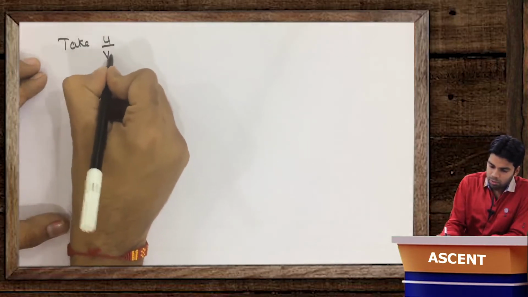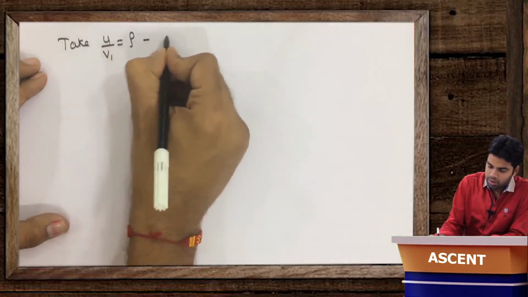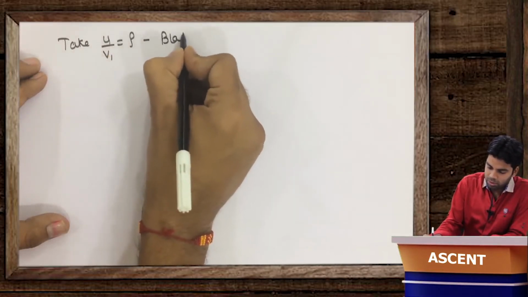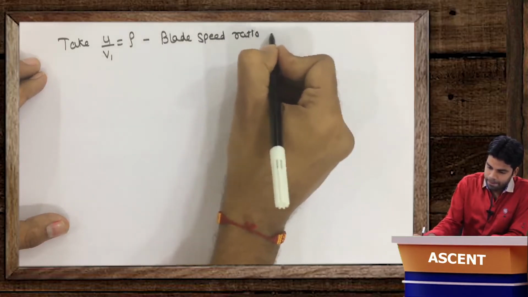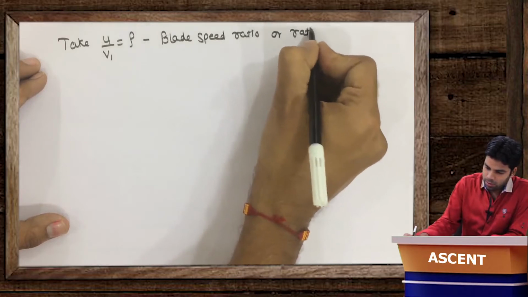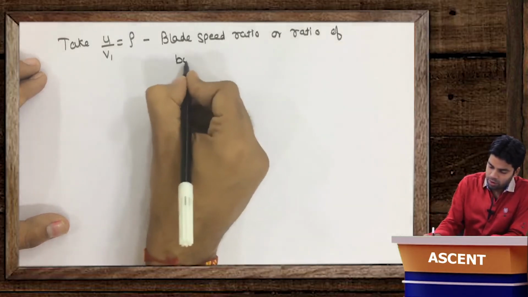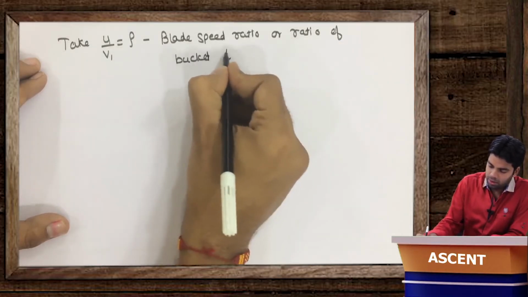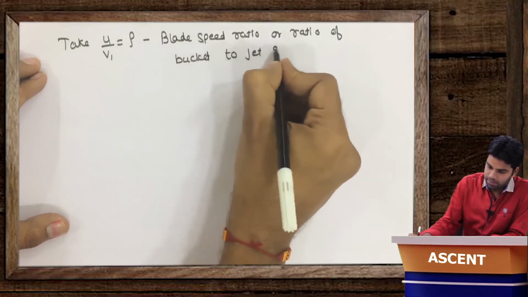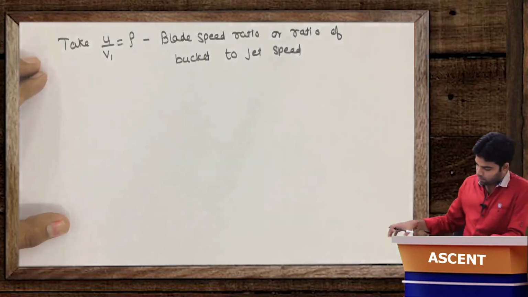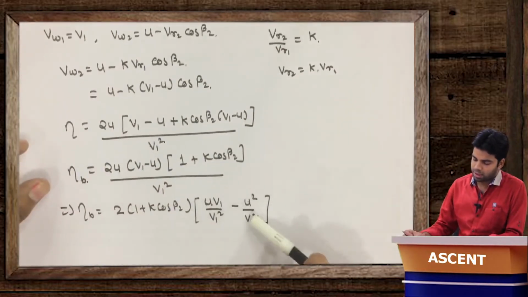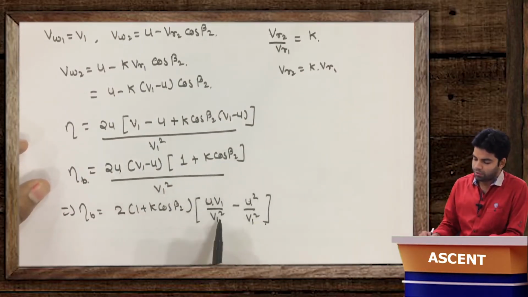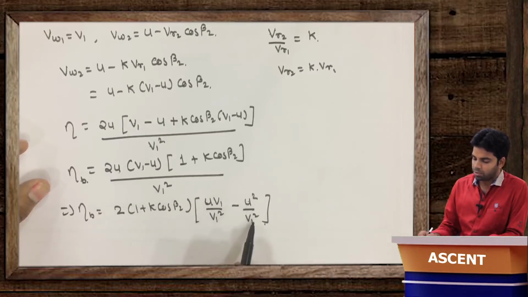take u by V1 is equal to rho, and this rho is nothing but blade speed ratio or ratio of bucket to jet speed. Getting this? U by V1 is taken as rho here. Okay, one V1 will be cancelled out here. We will be left with u by V1 minus u by V1 whole square.